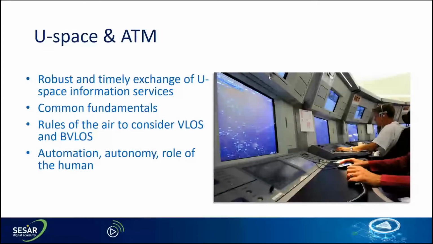The next group of needs is about U-space and ATM. In that area, we need a robust and timely exchange of U-space information services. An efficient U-space ATM interface is required to enable an adequate, robust, and timely exchange of U-space information between the various U-space stakeholders, such as drone operators, U-space service providers, ATM service providers, data service providers, and the authorities. The relevant solutions are expected to have a positive impact on access and equity and have to enable seamless ATM U-space operations.